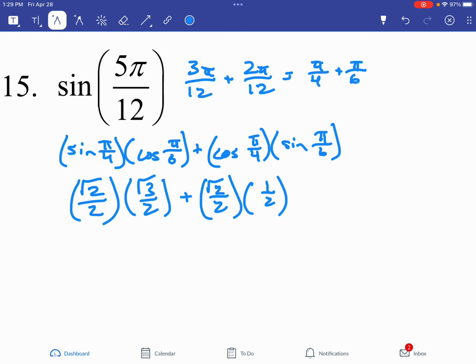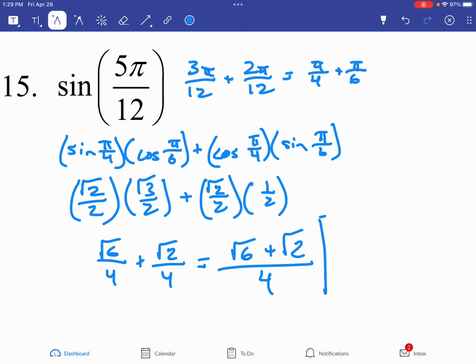So now we're just going to multiply the fractions together. Root 2 times root 3 is root 6. 2 times 2 is 4. On the other side, root 2 times 1 is root 2. And 2 times 2 is 4. Because these fractions have common denominators, we can add them together to get this. There's your answer.